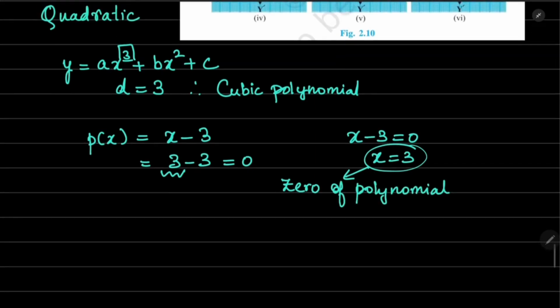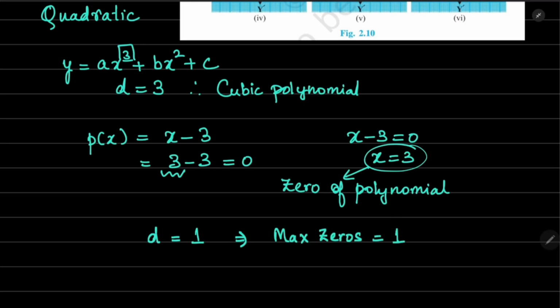Now, is there any other value of x which when substituted in place of x will give you a 0? No, it is not possible. It is only 3 which when substituted will give you p of x as 0. So 3 is the only zero of this polynomial. Now, because the degree is 1, always remember, if the degree of a polynomial is 1, the maximum zeros of the polynomial will be 1.